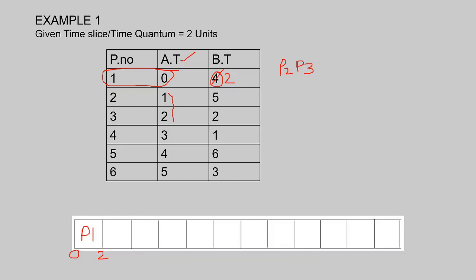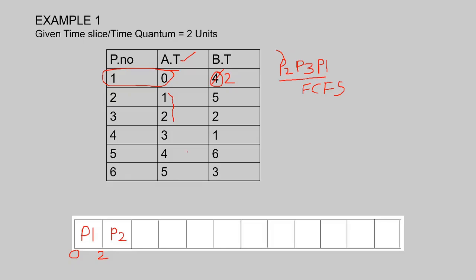When process P1 finishes, when the time expires, it will come back in the queue now after P3. And the CPU will be given to the next process, that is process P2, because this is first in the queue now. So the selection of the process will be in a first come, first serve manner. You need to select the processes one by one from the queue. So now allocate process P2.